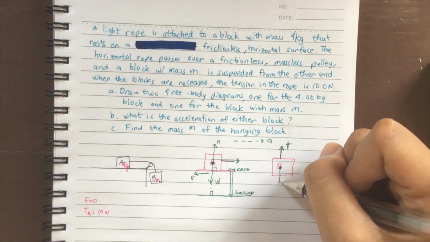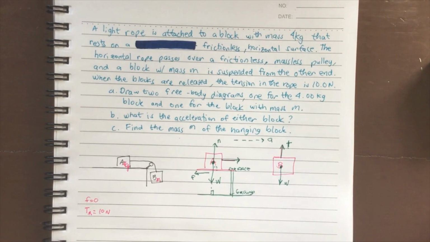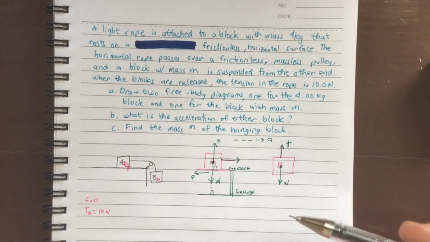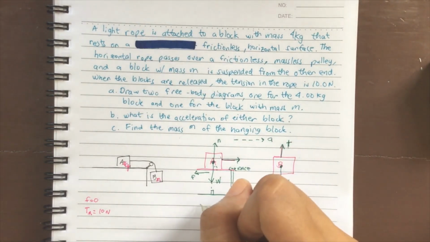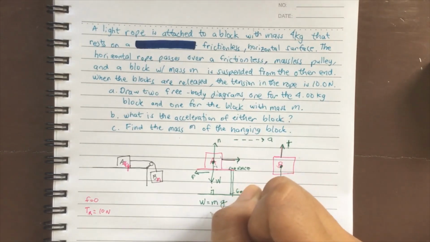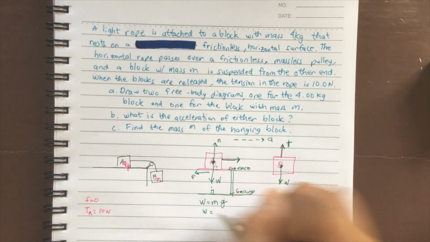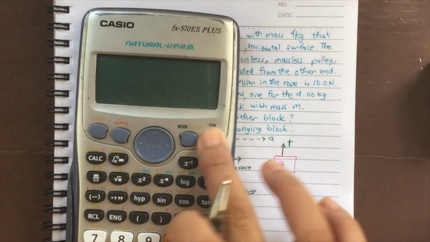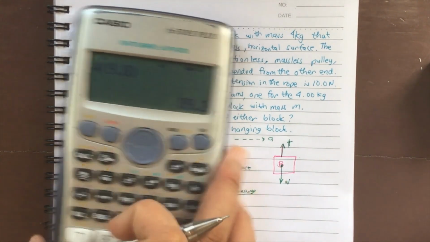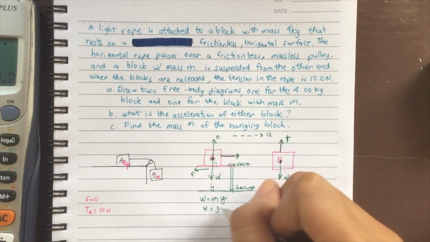All objects will again have weight. Okay? We can solve for the weight of block A, but we cannot solve for the weight of block B. So, for the weight of block A, you have mass times acceleration due to gravity. Your mass is 4 kilograms, so 4 times 9.8. Therefore, you have 39.2 newtons.